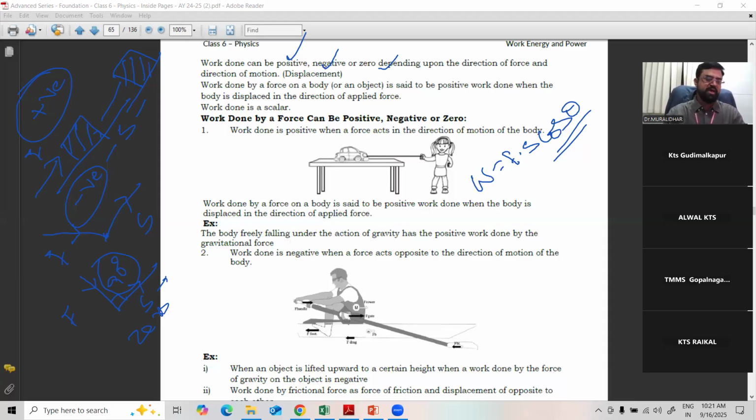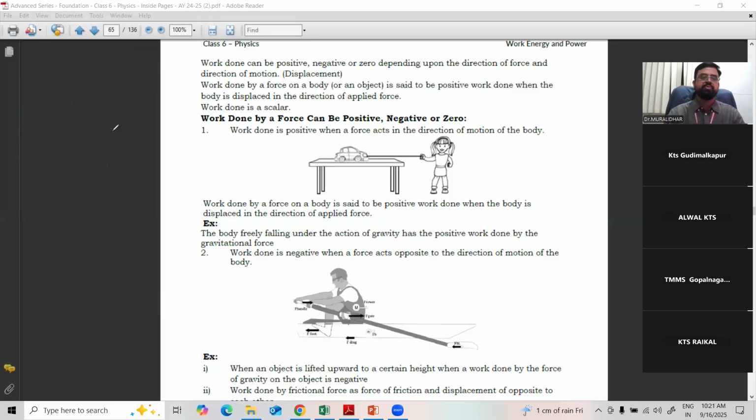So work done can be either positive or negative or even 0. Right? Very important point this is. You can note this. The work done can be positive, negative, or zero. If you want, you can zoom in also. Clear, all of you?